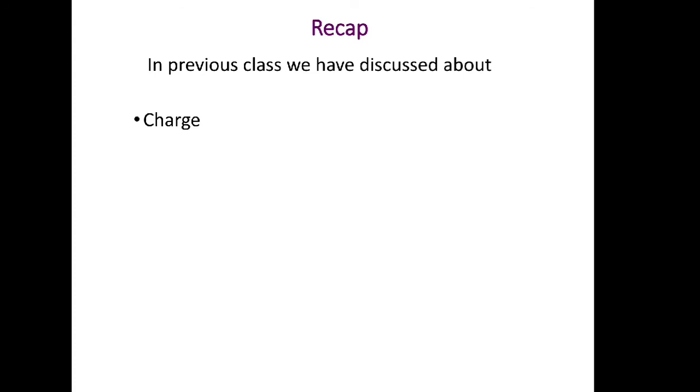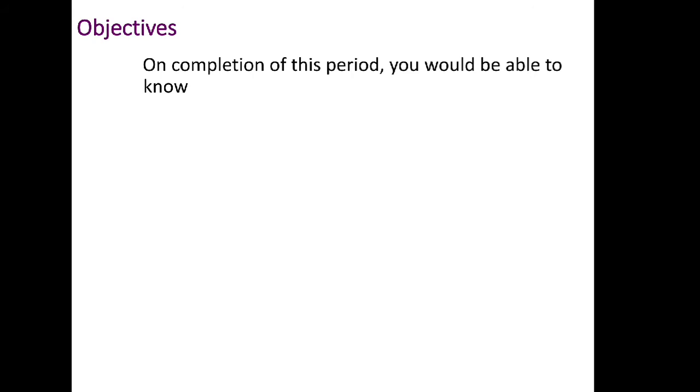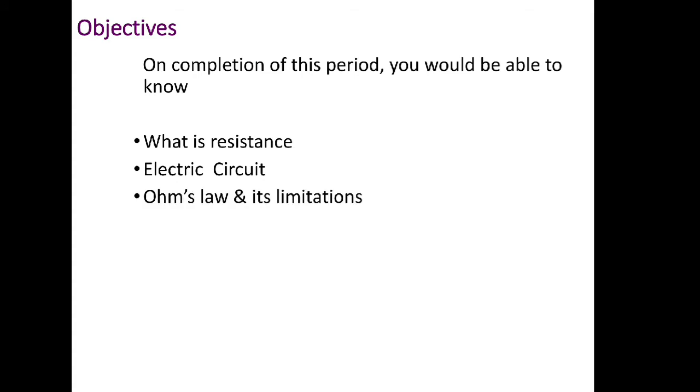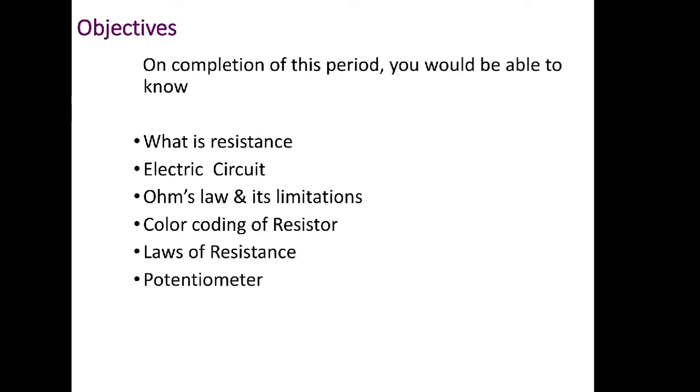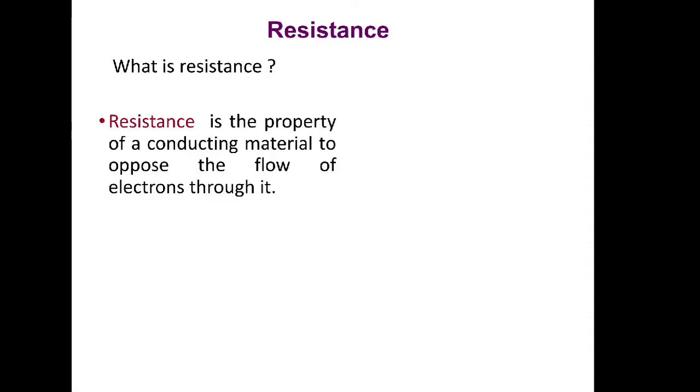So in the previous class we have discussed what is a charge, what is electric potential, what is potential difference, what is electromotive force, what is voltage, and current. In this class we are going to discuss what is a resistance, what is an electric circuit, what is Ohm's law and its limitations, color coding of a resistor, laws of resistance, and potentiometer. So let's see what is a resistance.